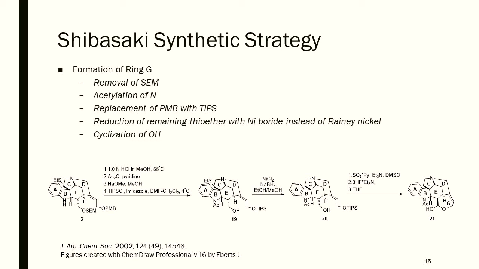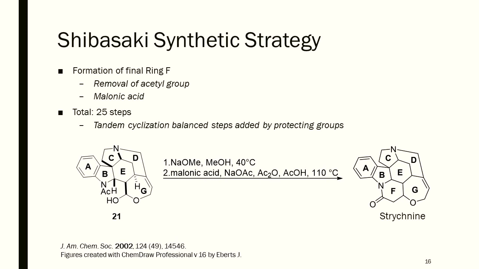It started with the removal of the SEM protecting group, then acetylation of the nitrogen in ring B, then replacement of the PMB protecting group with a TIPS protecting group, then reduction of the remaining thioether with nickel boride instead of Raney nickel, which was used by Woodward in his process, and finally cyclization at the hydroxy group. Finally, Shibazaki formed ring F through removal of the acetyl group and the use of malonic acid.